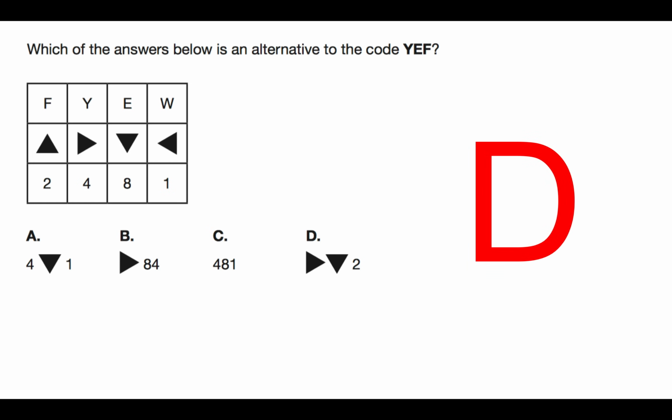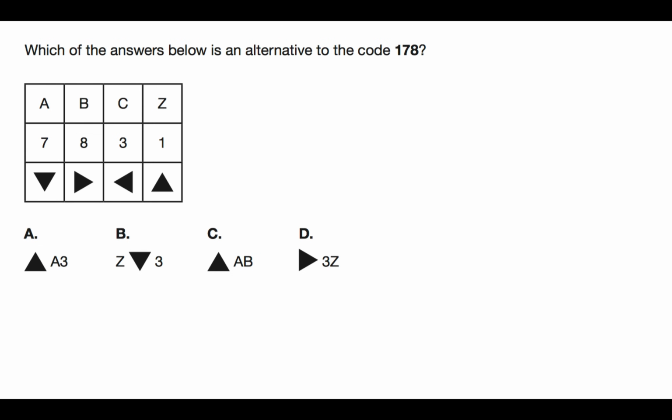So you have to work through them quickly, and this is why you have to carry out lots of practice with this to work through quickly the selected options. Let's have a look at another one. Which of the answers below is an alternative to the code 178? Okay, so it's the last column, then it's the first, and then the second.